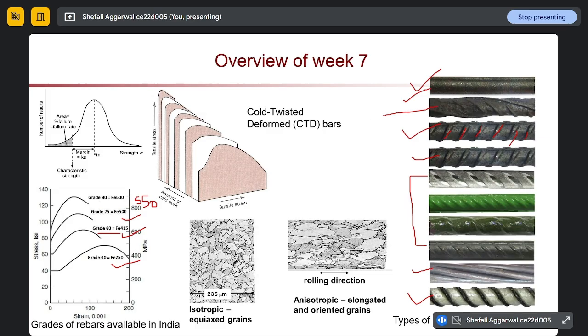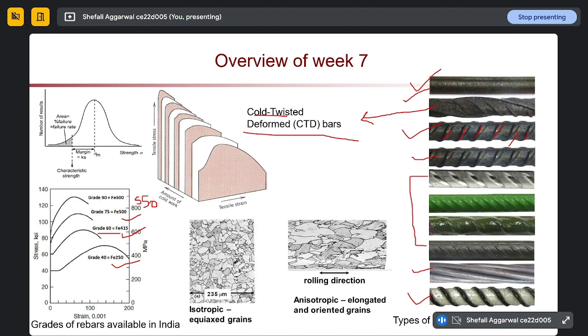Next thing is cold twisted deformed bar. What is happening in a cold twisted deformed bar is that if we increase the amount of cold work, we increase the strength value. However, the ductility of our material will decrease. In this case, we are not heating it up; that's why it is called cold twisted deformed bar. There is no addition of heating to it. It's just, let's say, annealing.